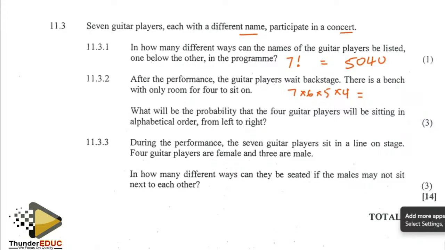Okay, 7 ways to choose the players who will be seated, of the 4 players. That will be like 840. And then for them to sit in alphabetical order, which means it's a one-way thing, I'm going to divide this 840 by 5040, which gives me 1/6.